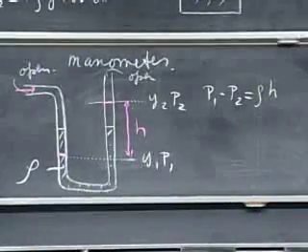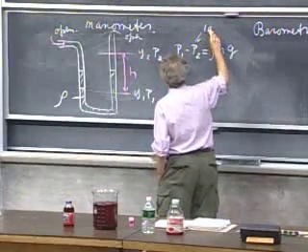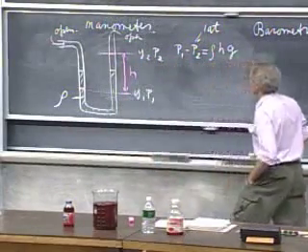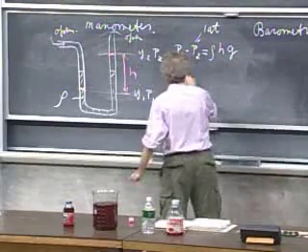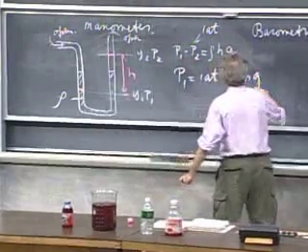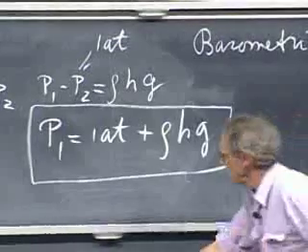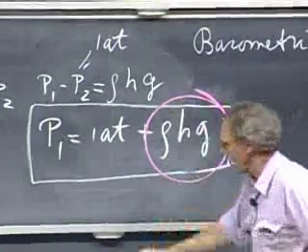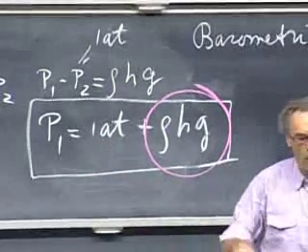I know that the p2 level is 1 atmosphere. That's correct. This is 1 atmosphere. That's open to the world. So p1 equals 1 atmosphere plus rho h g. And so what my manometer indicates is how much pressure I can generate over and above the 1 atmosphere. And we call that overpressure.